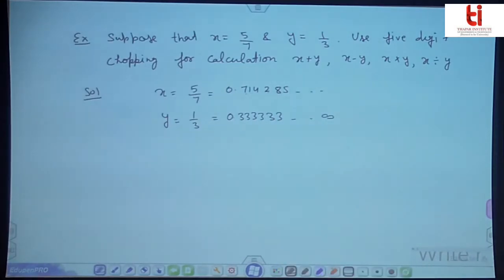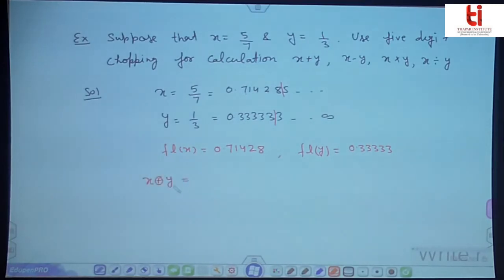So what we have to do? We have to chop this series after 5 digits. In y also we have to do that. Okay. So floating of x is what? 0.7142 and floating of y is 0.3333, 5 digits.